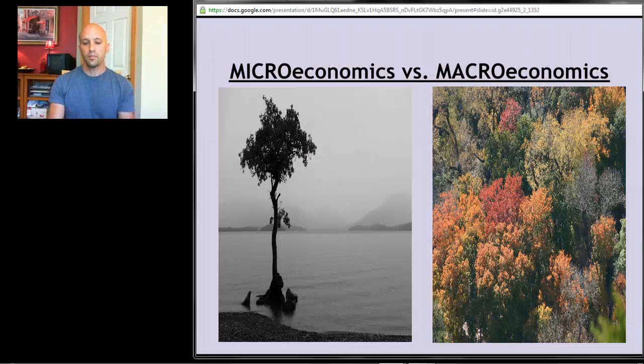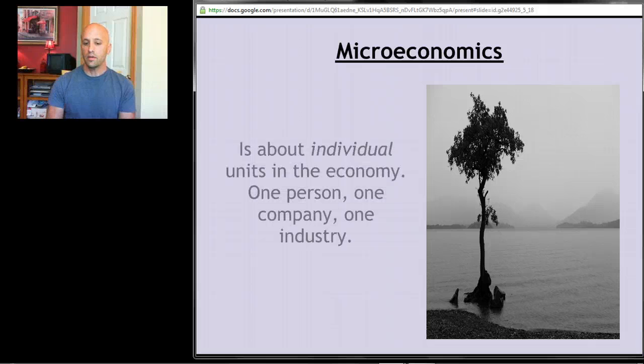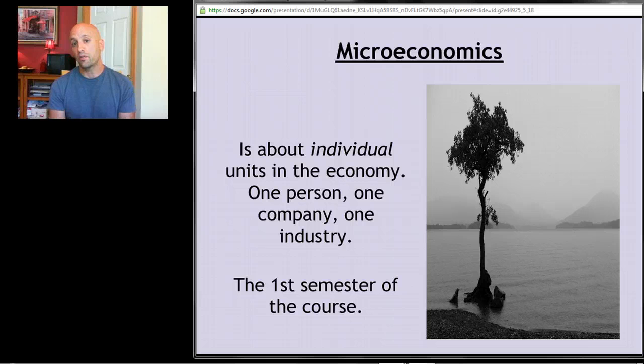So let's get started. It's probably first important to distinguish between what is called microeconomics and what is called macroeconomics. Now, microeconomics is about individual units in the economy. It's about one person, one company, one industry. What should I do? What should GE do? What should the orange industry do? What's the state of things for those individual units? It's basically the first semester of the course, and in college it would be a separate class called microeconomics.